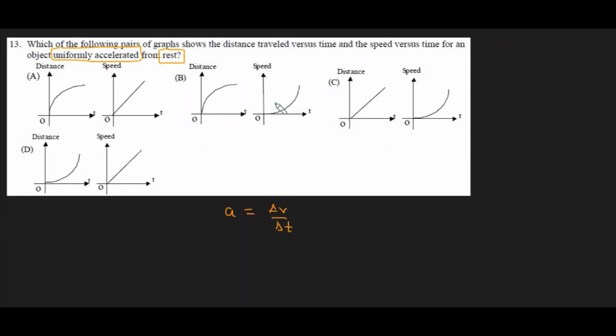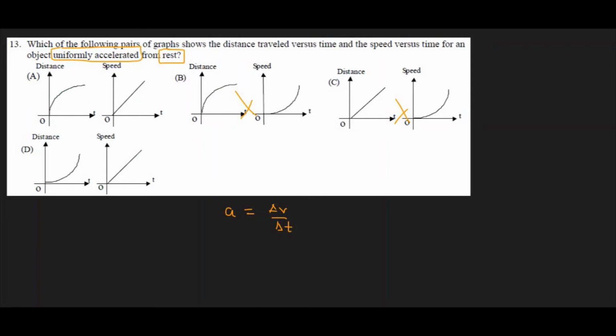We have to check the speed time graph. The speed time graph in the first one is representing a constant slope. In case of B and C, those are representing a varying slope, so those cannot be the answer. So we have to analyze options A and D. Those are representing constant acceleration. Now let's analyze the distance time graph.